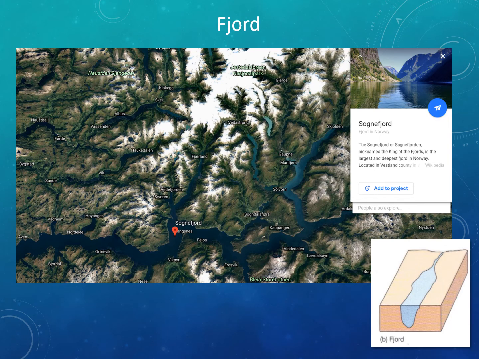Fjords, like the King of the Fjords in Norway, form as a glacier retreats, and those rivers will then meet the ocean. So for those of you that are fans of the Disney film Frozen 2, you're probably thinking of that line from the film, and that's referencing fjords in that particular region in Norway.